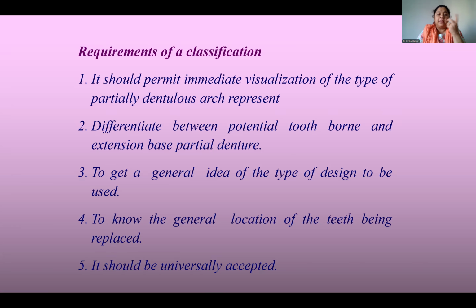It also gives a general idea of the type of design, and the general location of the teeth being replaced. So we know, okay, if it is class 4, anteriorly, if it is class 2, and so on. I am referring to Kennedy's, which I will tell you about, and it should be universally accepted. Universally accepted means even if I'm sitting here and saying class 1 Kennedy, in Rome also it is class 1 Kennedy, in the US also it is class 1 Kennedy, and in Australia also it's class 1 Kennedy. It's like colors: if I say yellow, anywhere, people know what yellow is.